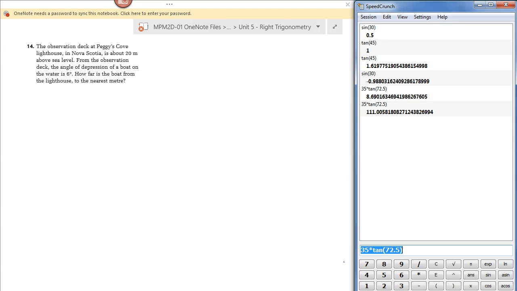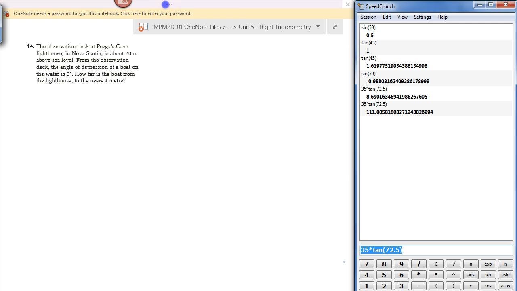Hello. In this video we're going to look at this question right here. The observation deck at Peggy Cove Lighthouse in Nova Scotia is about 20 meters above sea level. From the observation deck, the angle of depression of a boat on the water is 6 degrees. How far is the boat from the lighthouse to the nearest meter?